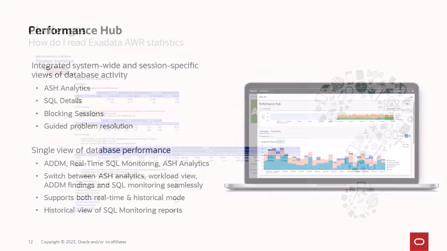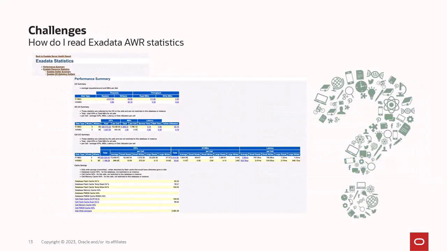Traditionally, Exadata AWR statistics can be difficult to digest quickly. It takes expertise and experience to assess the wait events and I/O statistics. Depending on configuration, multiple AWR reports would be required to get a full picture of Exadata resource usage and can increase time to recovery for system performance.